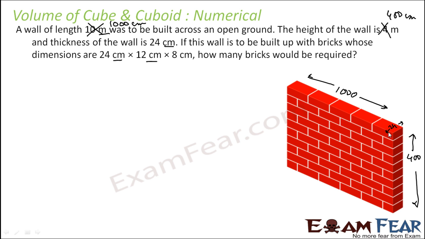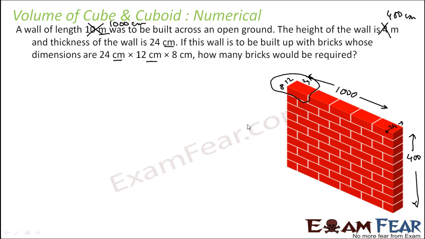So you see, this is nothing but a cuboid, right? If this wall has to be built with a brick whose dimensions are given, let's suppose 24, 12, 8. This is 12, this is 24, this is 8, for one brick. How many bricks will be required? So if we find the volume of the complete wall and the volume of this brick, and divide them, we'll get the number of bricks required. Sorry, volume, not area. See, it is pretty easy.